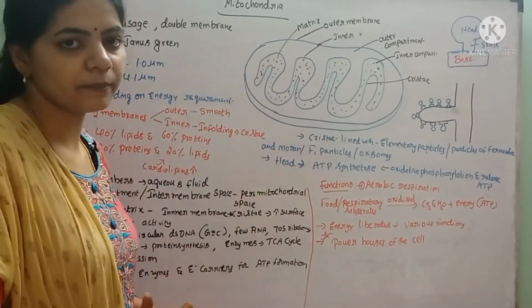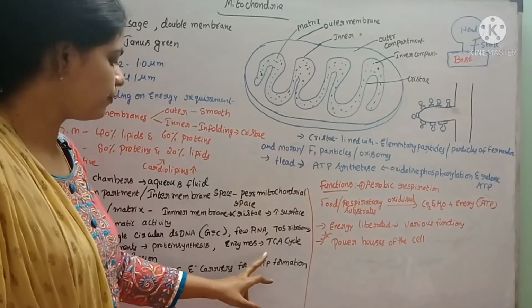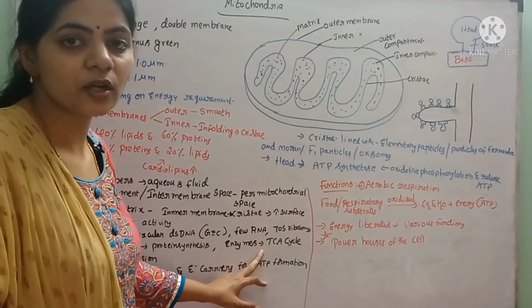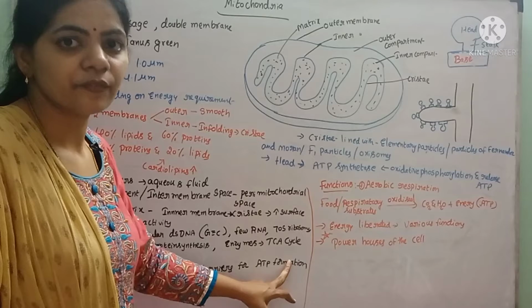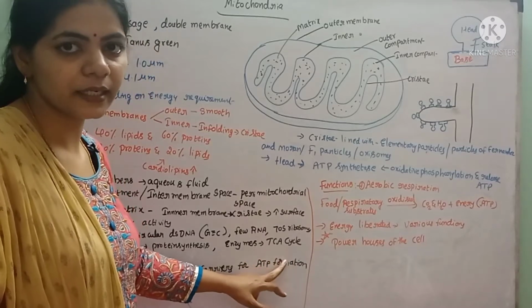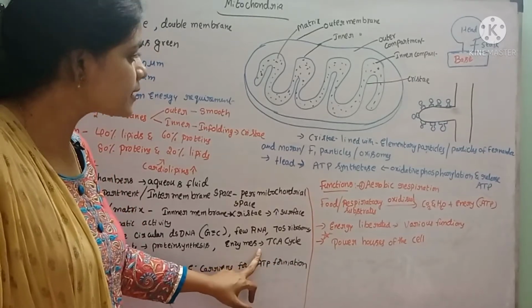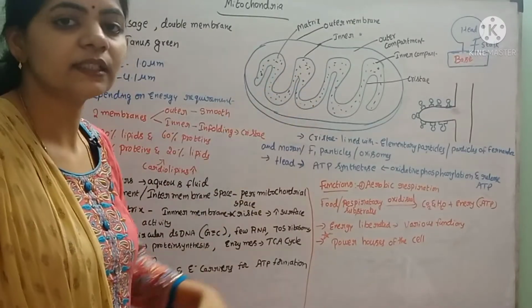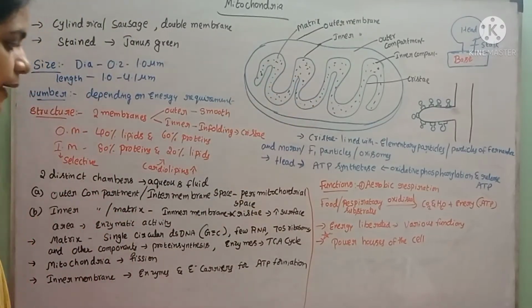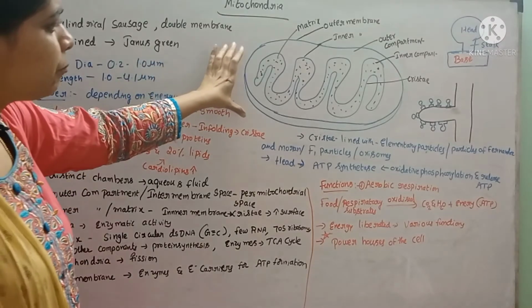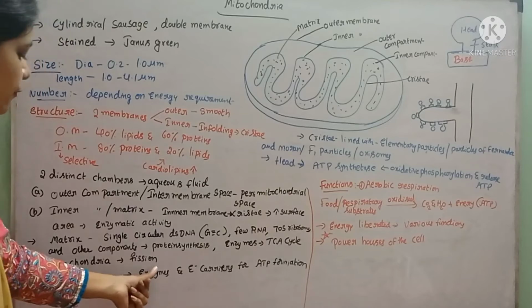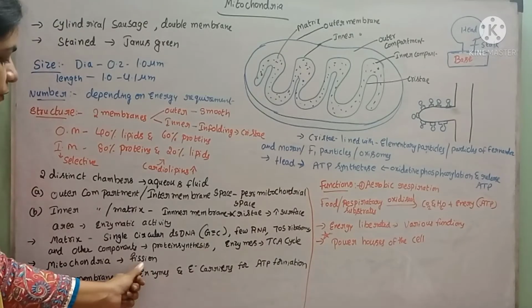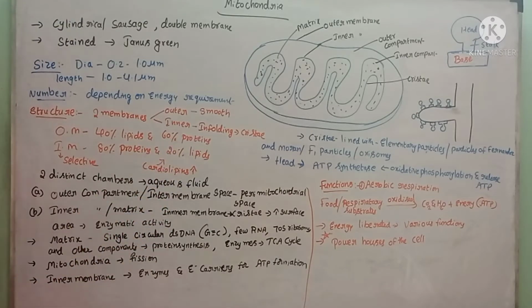And the inner compartment, the matrix, consists of enzymes for the tricarboxylic acid cycle. Here, by means of this only, the ATP was released, right? The enzymes for the TCA cycle, or tricarboxylic acid cycle, were present within the matrix. This mitochondria divides by the process of fission. By means of the fission, the mitochondria will divide.